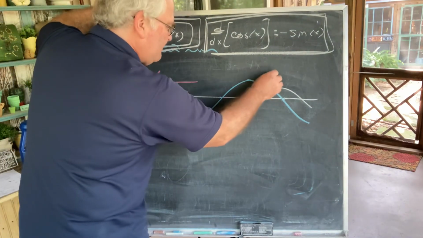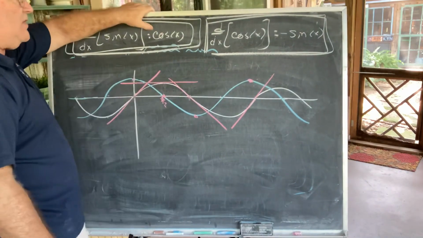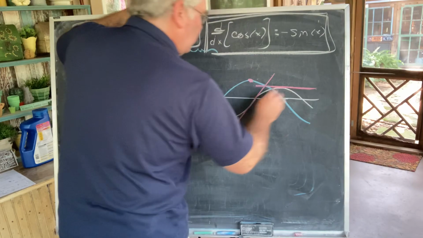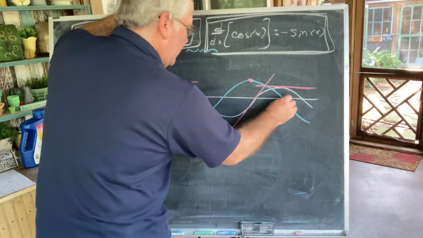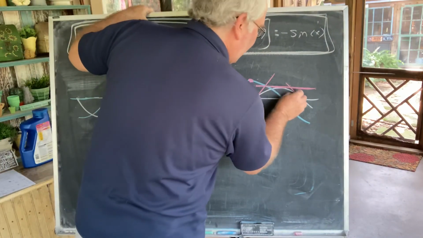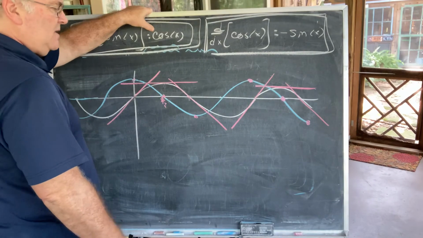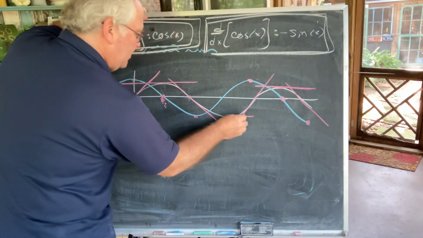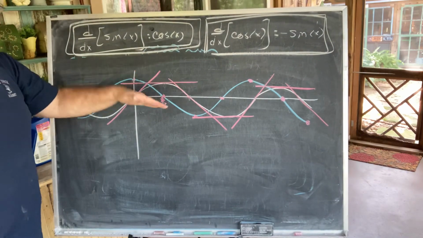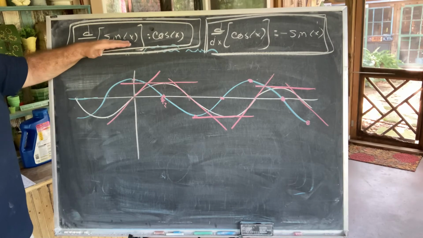At 2 pi, the slope of the tangent line is 1, and sure enough, the function value of cosine is 1. At 5 pi over 2, the slope of the tangent line is 0, and sure enough, the function value of cosine is 0. Here, the slope of the tangent line is -1. The function value is -1. And so it's the same. Here the slope of this tangent line is 0. The function value is 0. And so that relationship is maintained by these curves. It's a fundamental property of the sine and cosine.